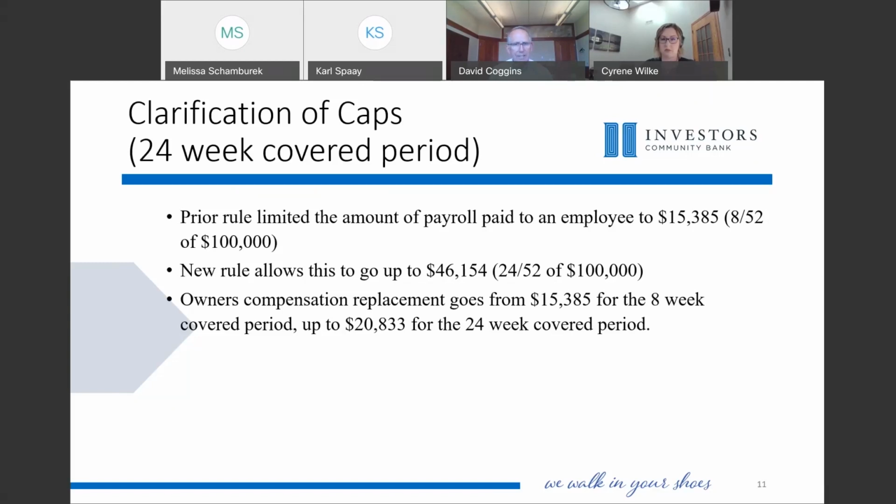The reason that that isn't this $46,154 that is allowed for employees is that the most you could get was the $20,833. So they're not going to allow you to repay yourself more than you got in the original application for that portion of your loan. Next slide, please.